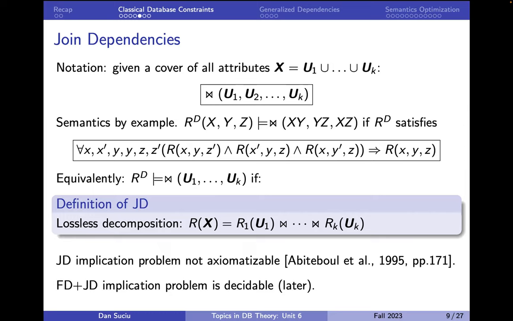No. When we say the implication problem for FDs plus JDs, it means that our set of constraints contain both join dependencies and functional dependencies. So now some consequences can be enabled by the presence of the functional dependencies. We need to reason about those. Okay, maybe this will become a little bit clearer when we get to the chase. And I'm not kidding, that's the technical name, the chase.